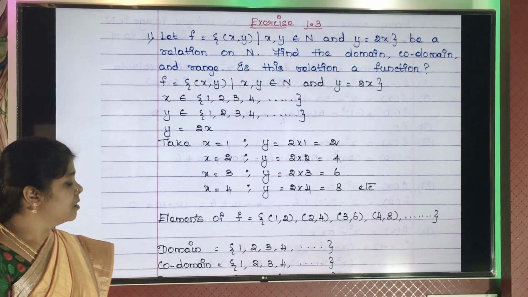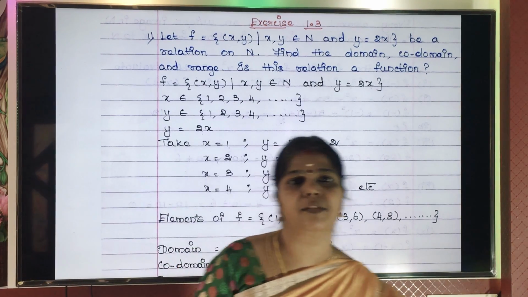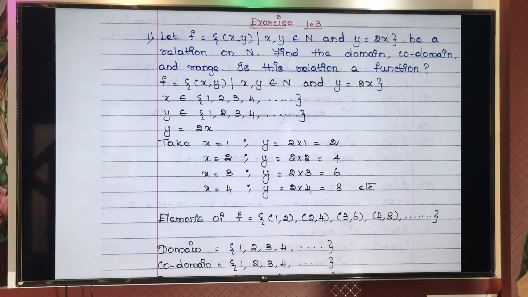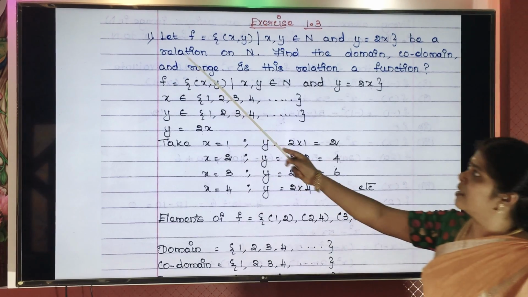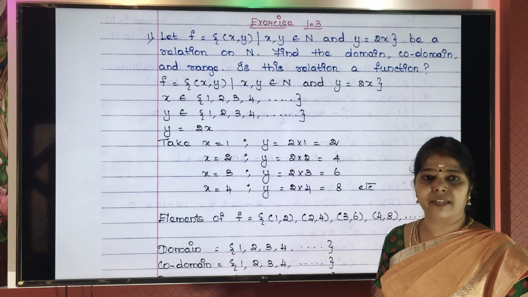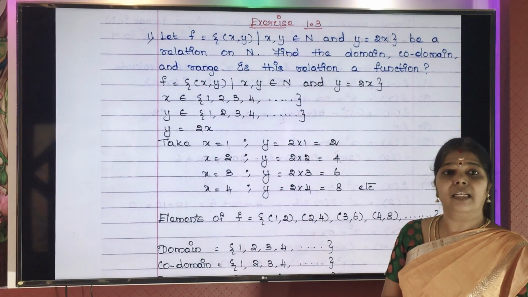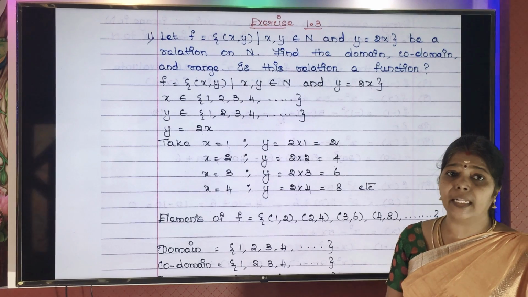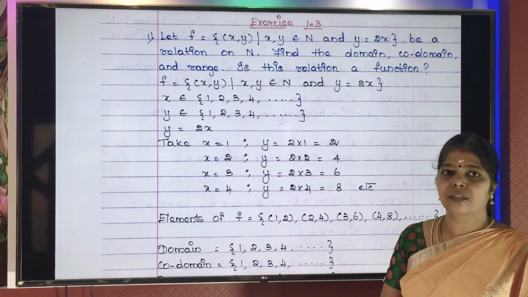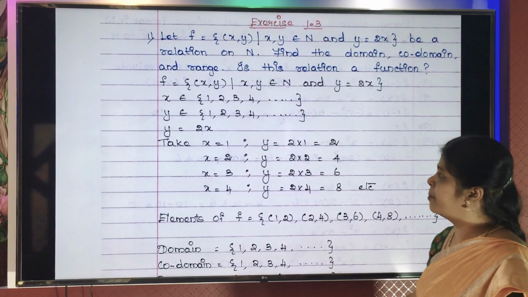Okay, so today we shall be learning the exercise sums for 1.3. Now let us get into sum number 1. In the previous session we have seen the introduction for functions and we have also learnt some of the examples to understand the concept of function. So please recall those concepts. Now we will directly get into the sum.